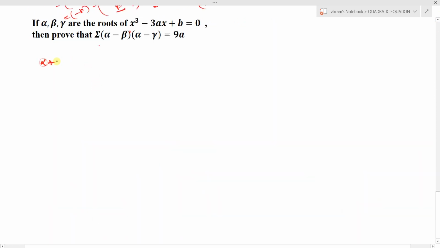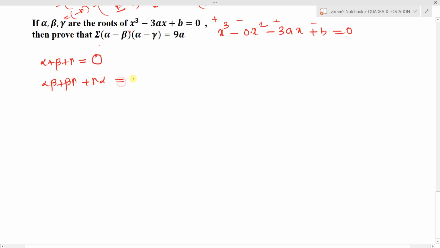Then what is the sum of the roots? Alpha plus beta plus gamma is equal to, here the x square term is missing, so 0 into x square, minus 3a into x plus b is equal to 0. The x square term is missing. For the sum of the coefficients, plus and minus we need to take alternately. Then here we can write this as 0, and alpha beta plus beta gamma plus gamma alpha is equal to minus 3a, and alpha beta gamma is equal to minus b.